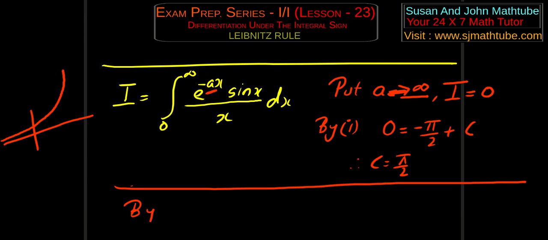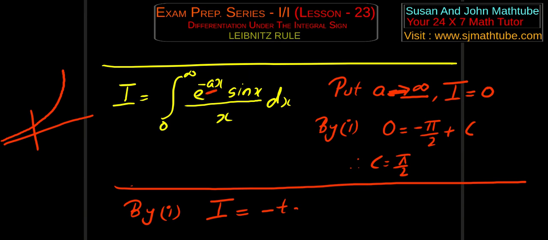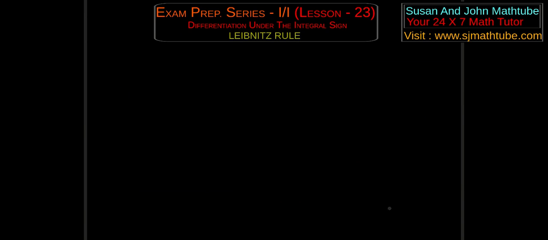Therefore, by 1, we get I is equal to, so tell me, by 1 we got, yeah, minus tan inverse a plus pi by 2. Okay. So, that is I is equal to pi by 2 minus tan inverse a. Wait a minute, I have to do something here. I'll do that a little bit later.